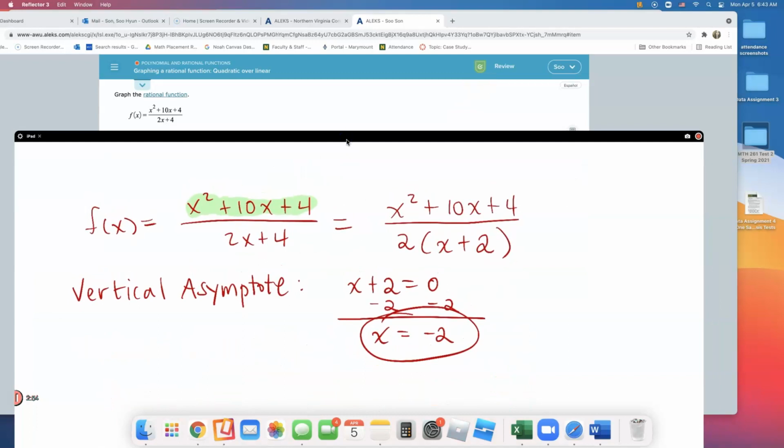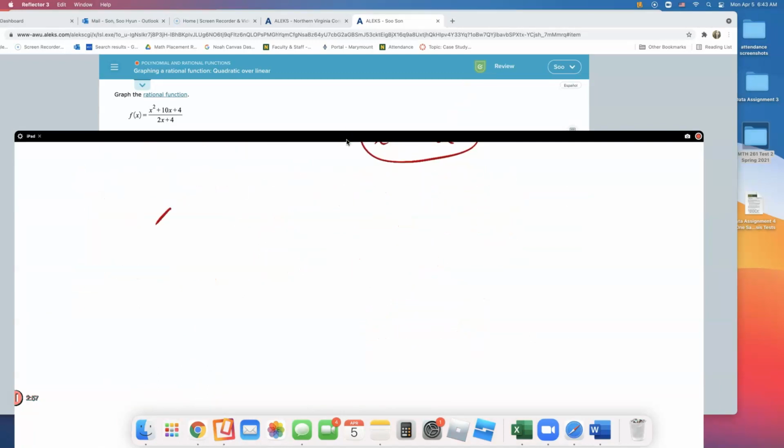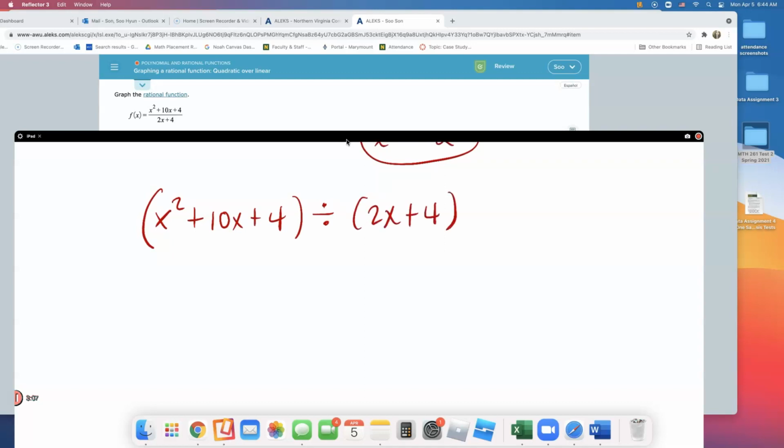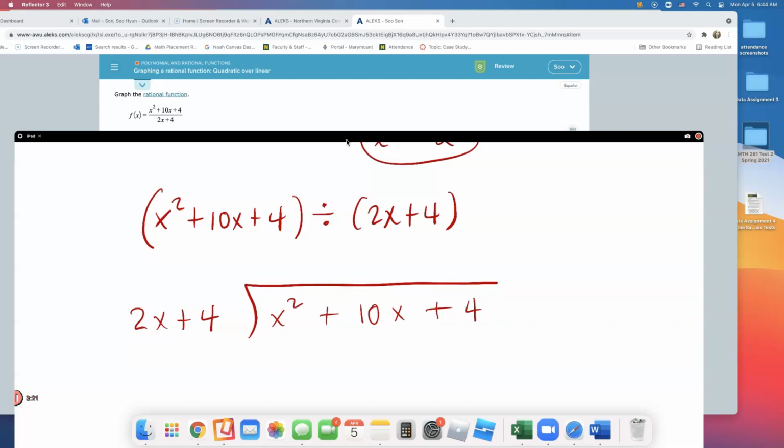All right, so to find the slant asymptote, I will have to do division. I will do x squared plus 10x plus 4 divided by 2x plus 4. I'll do long division, okay? I'll put x squared plus 10x plus 4 inside and put my 2x plus 4 outside, and I start dividing. What is x squared divided by 2x? I like to do this work on the side. What is x squared divided by 2x? x squared is 1x squared, so if I do this division, I will get half times x. So half x will go up here.